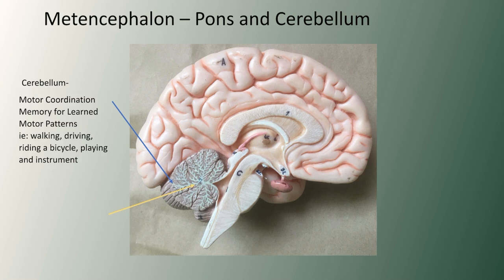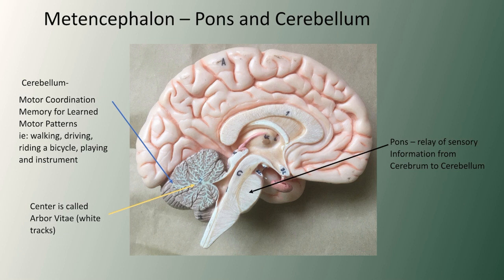What about here? That's right. Here we have the arbor vitae. The center of the cerebellum is called the arbor vitae. That's where you see these white tracts. Arbor vitae meaning tree of life. Good. What about here? Right on. Pons. You're thinking relay of sensory information from the cerebrum to the cerebellum.